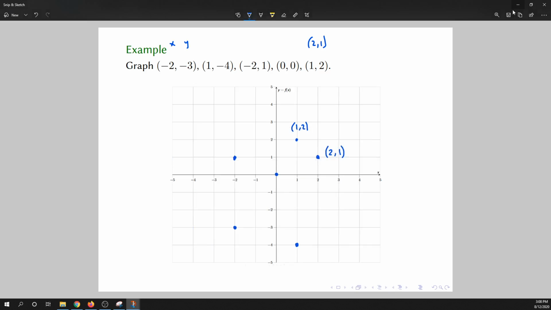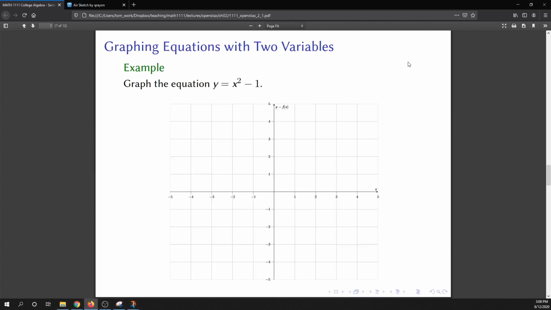So the question is, how do I get a handle on all those solutions? One way you can do that is to sketch the graph of an equation. When you sketch the graph of an equation, it basically gives you a little picture of what the solutions look like.